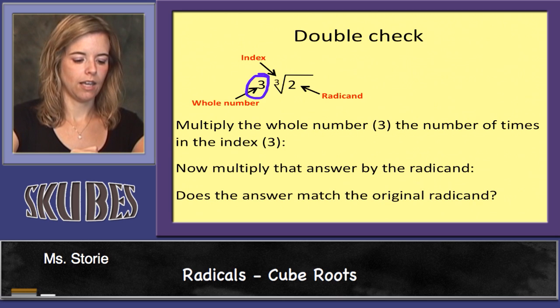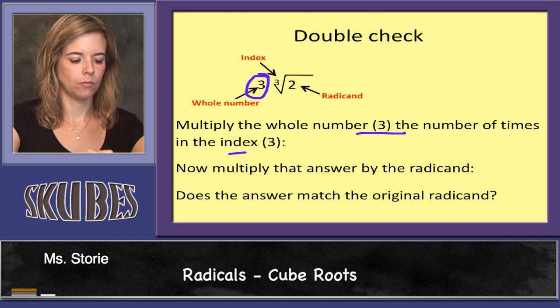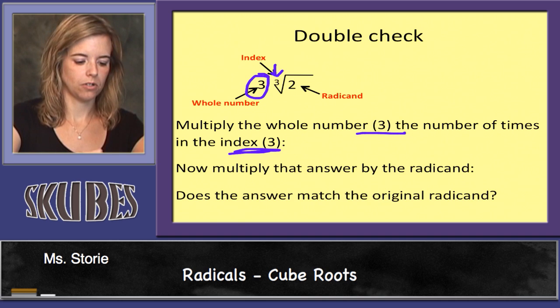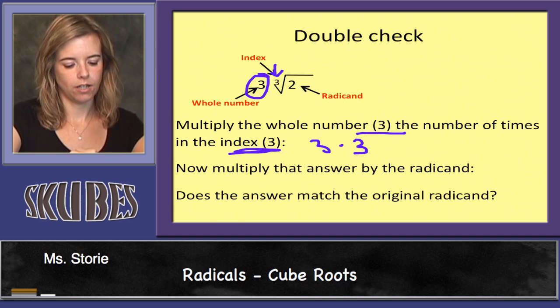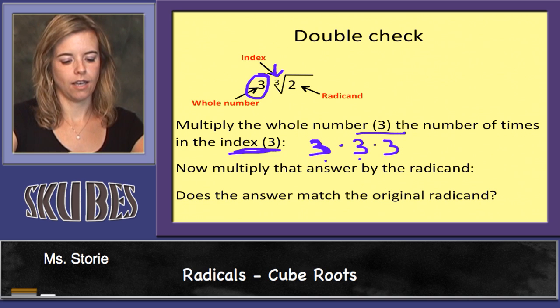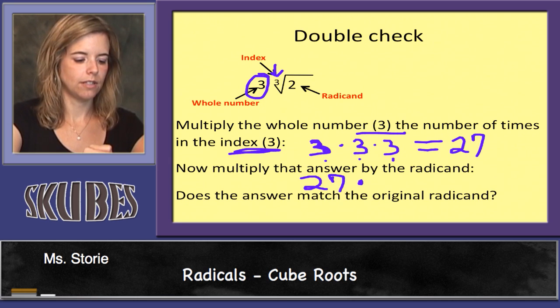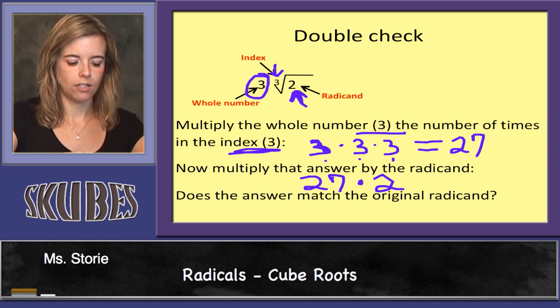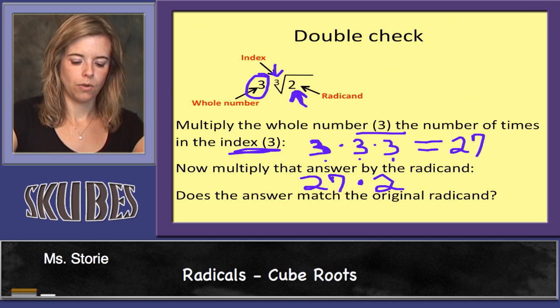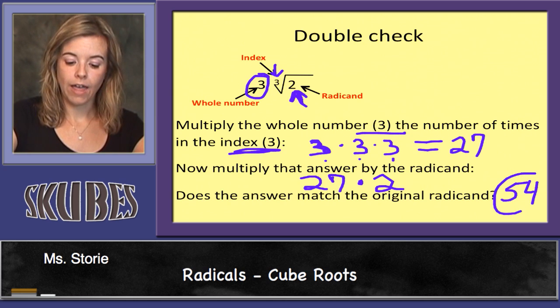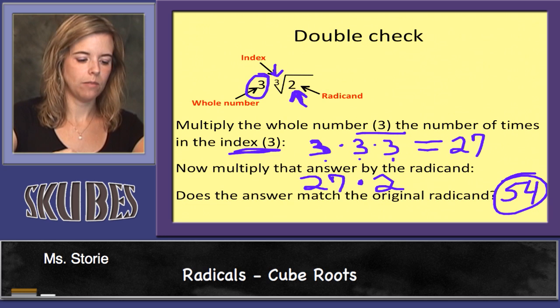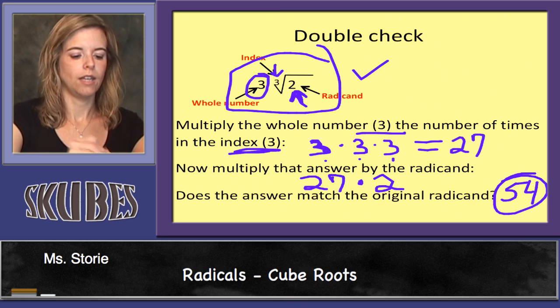What they're telling us is to take the whole number 3 and multiply it the number of times in the index, which is that teeny number. So they're asking us to do 3 times 3 times 3. Alright, so 3 times 3 is 9, and 9 times 3 is 27. Now you're going to multiply that answer that we got, 27, by whatever is still under the radical sign, that leftover radicand of 2. So if we take 27 2 times in a row, we're going to end up getting 54. And that was our original radicand that we started with, so that means that this answer up here is correct.